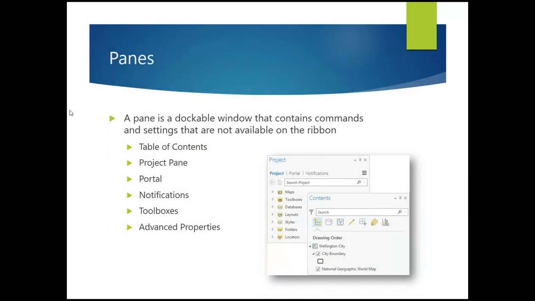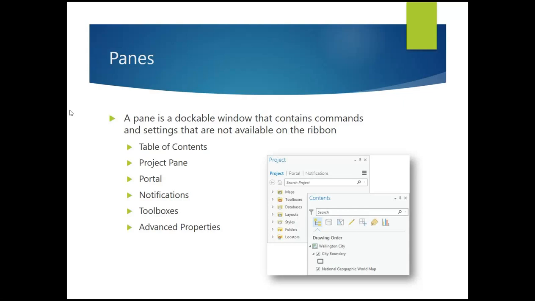A pane is a dockable window that contains commands and settings that are not available on the ribbon. These panes include your table of contents, where your layers will show, including your 2D layers, your 3D layers, and your base maps. Your project pane that holds your maps, toolboxes, data sets, layouts, styles, folders, and locators. Your portal pane, where you can bring in services from ArcGIS Online or Portal for GIS. Your notifications pane, where you will receive your notifications for your geoprocessing tools.